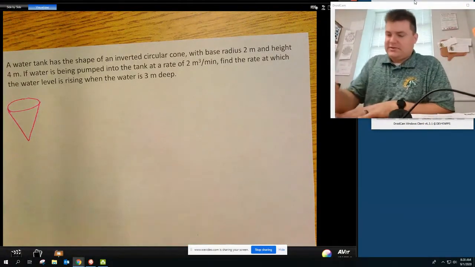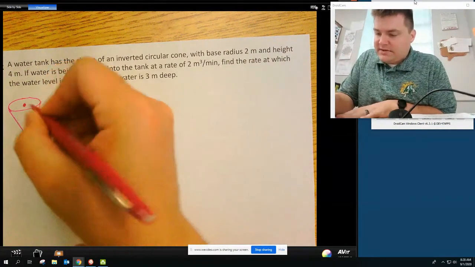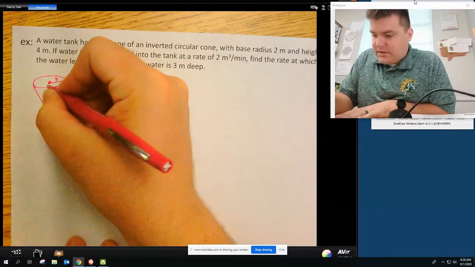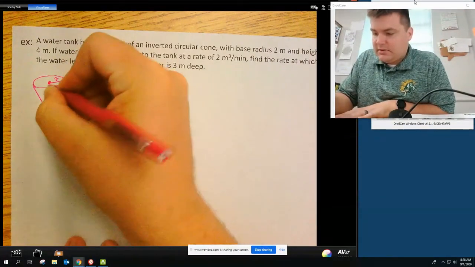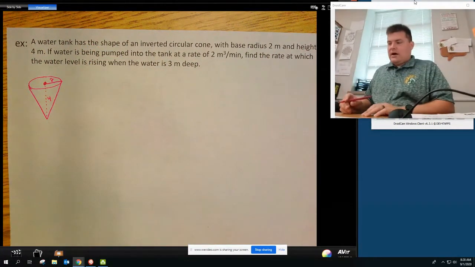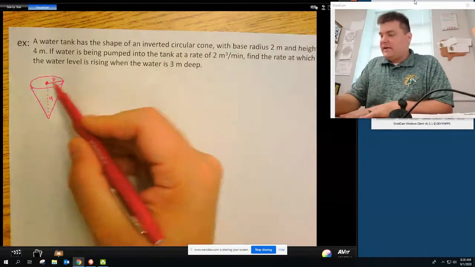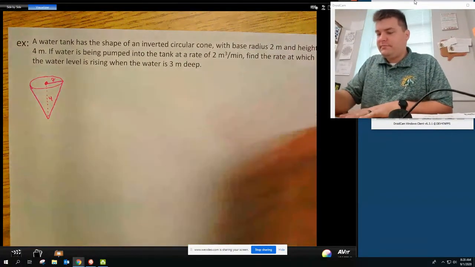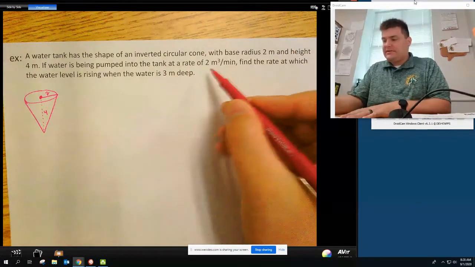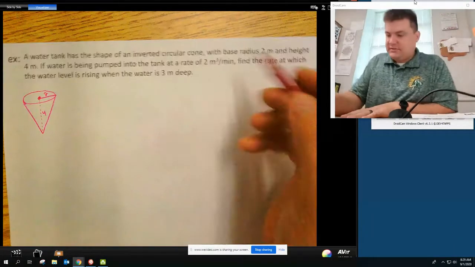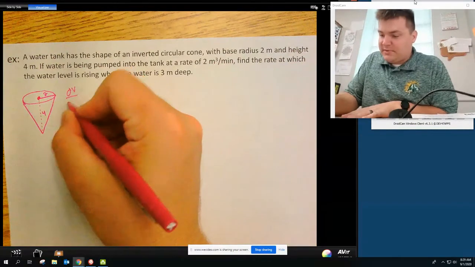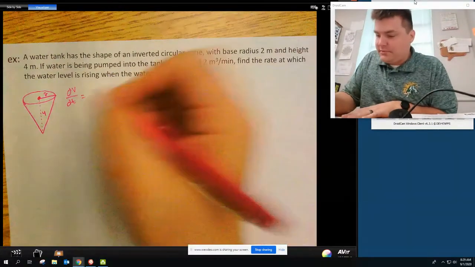All right, so I do know that the radius here is 2, and this height here is 4. What am I given here? So I stated that, so I have radius 2, height of 4, and then the water is being pumped into the tank, and this is a rate. So this is a rate, this is a derivative. So this is going to be a dV/dt. Because look, it's cubed, so it's got to be a volume. So it's being pumped in, so dV/dt is equal to 2.